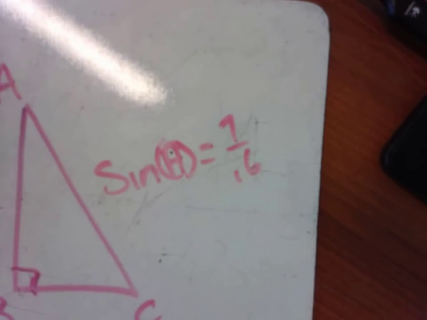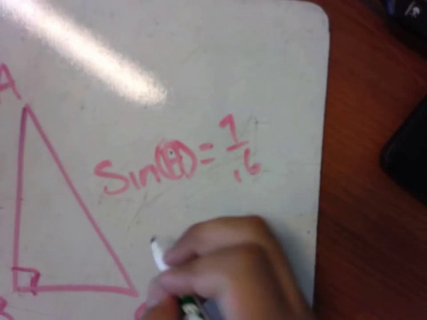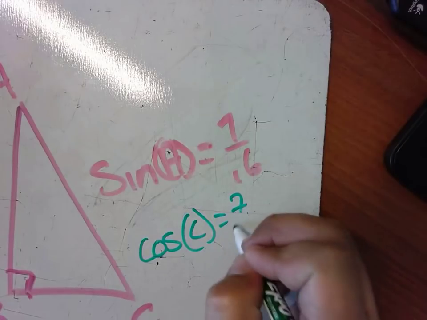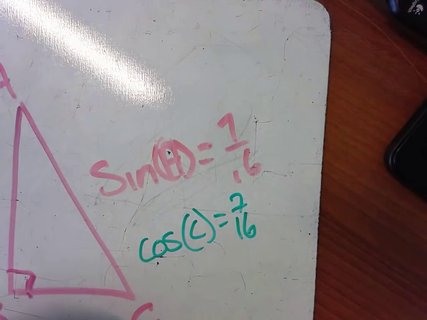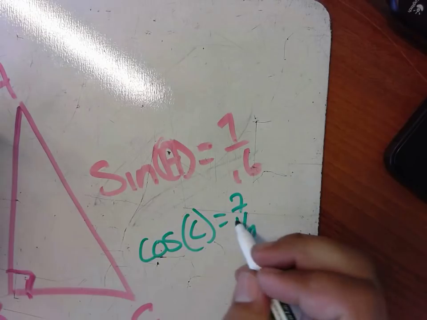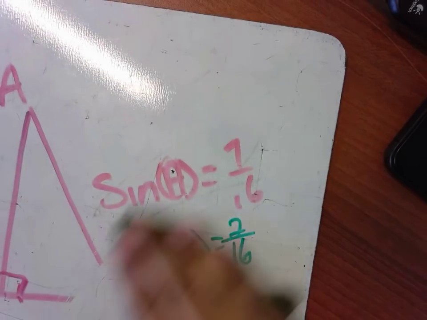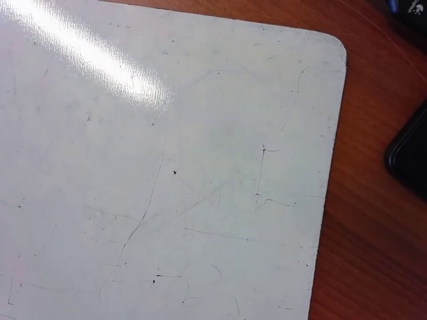C is the other angle. The sine of one angle is equal to the cosine of the other angle. So your answer, 7 over 16. The sine of one angle is equal to the cosine of the other one. So sine of A is 7 over 16. Cosine of C is 7 over 16.